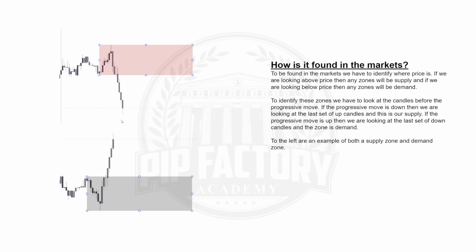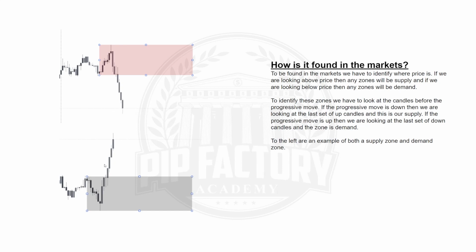So if the progressive move is down, then we are going to look at the last set of up candles. You can see here the last set of candles going up, and this is known as a supply zone. And then yet again, if the candles are going down, then this is an area of demand.